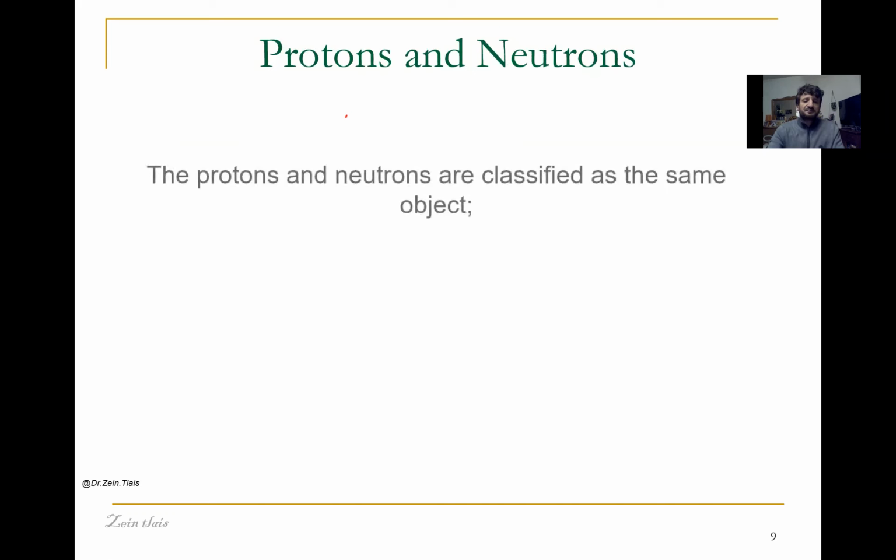In general, the proton and the neutron have the same name. We say the nucleon. For example, if we have a nucleus with 5 protons and 5 neutrons, we say we have 10 nucleons. If we have 2 protons and 2 neutrons, we have 4 nucleons.